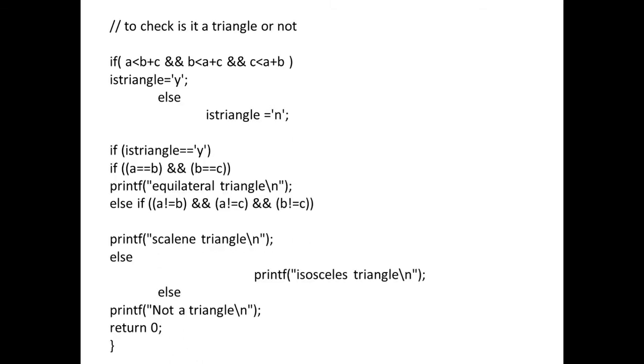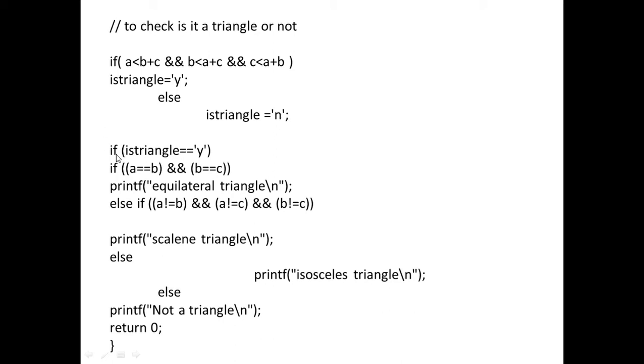Here you are checking which type of triangle, and this is another precondition, that is A must be less than B plus C, B must be less than A plus C, and C must be less than A plus B. So if these conditions and the above conditions are satisfied, then is triangle will be Y, that is for yes, else is triangle is equal to N, that N is for no.